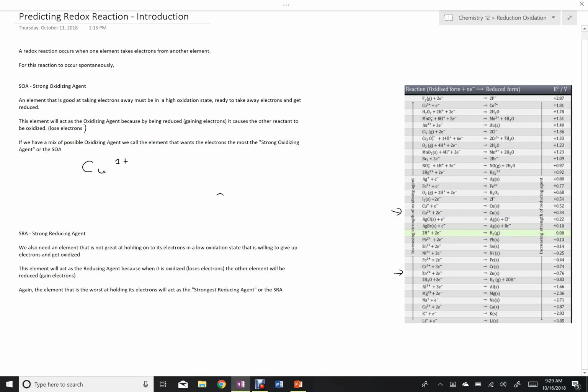Well, let's say, for example, in solution, we could have copper chloride. That is effectively copper ions and chlorine ions floating around. And so what we have here is a copper ion that's in a high oxidation state, ready to take electrons if he can find somebody who's not as good at holding on to his electrons. He's a strong oxidizing agent because he's ready to oxidize the other atom. When he does that, he'll get reduced.